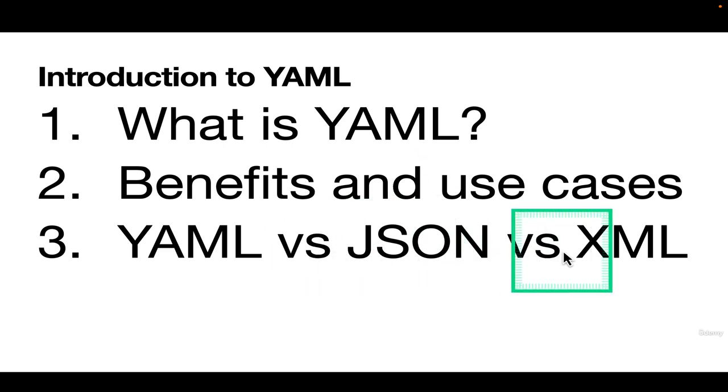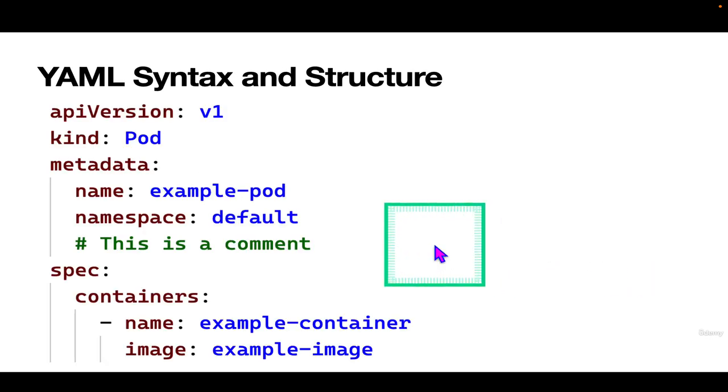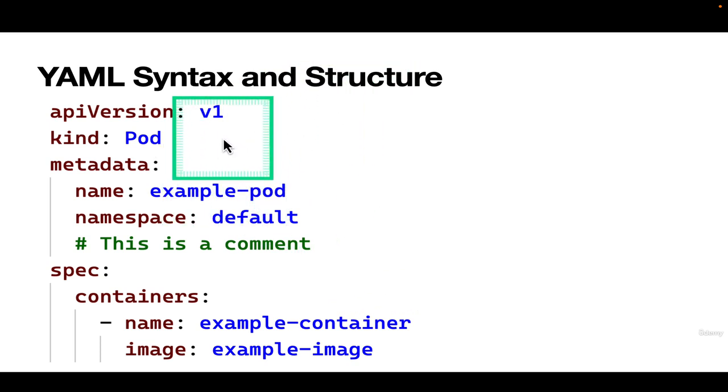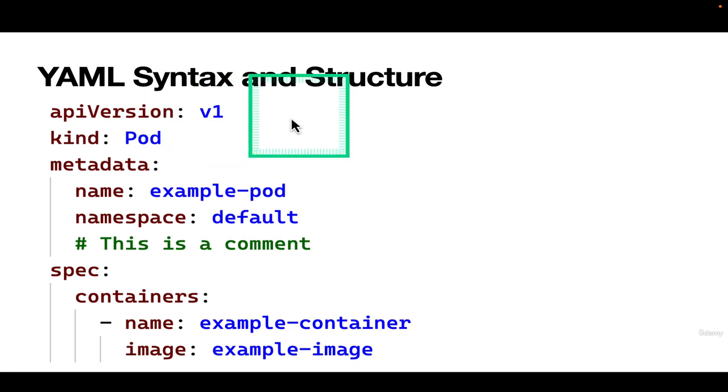And YAML versus JSON versus XML. So YAML is more human readable compared to JSON and XML, and it uses indentation and minimal punctuation. So this is the basic syntax and structure. Here, key value pairs are separated by colons. So this is a key and this is a value, and it gets separated by a colon followed by a space. And values can be strings, numbers, boolean, etc. I will be covering the data types.